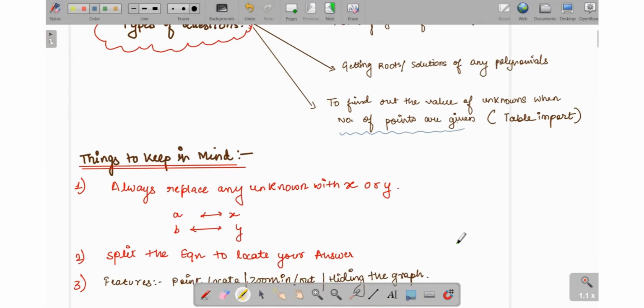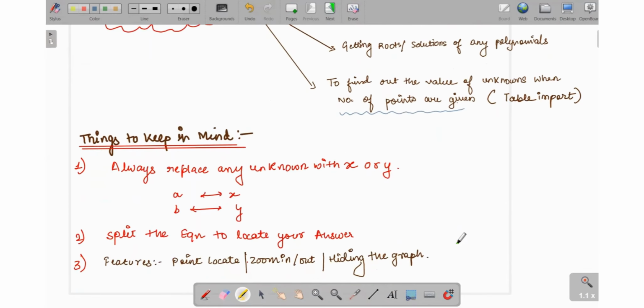Now, the thing you should keep in mind before you do any question with Desmos is that Desmos doesn't understand any variable apart from x and y. So whenever you get any variable such as a, b, p, q, r, s, t, you can directly replace it with x and y to get the value of that particular unknown. And later on, while marking the answer also, you can replace it back. So that is the very first and very important thing that you need to keep in mind. You cannot just directly put a, otherwise it will ask you to put the value of a. It will not take it as an unknown, right?